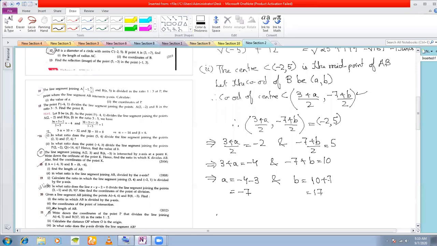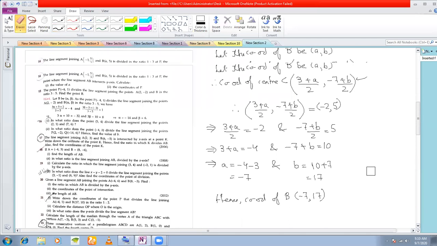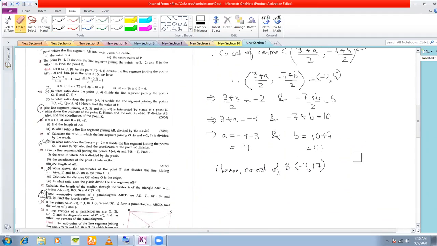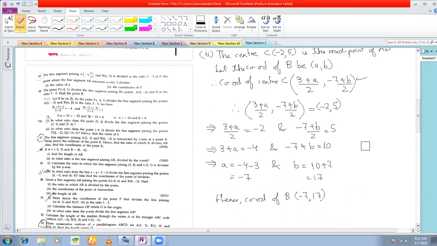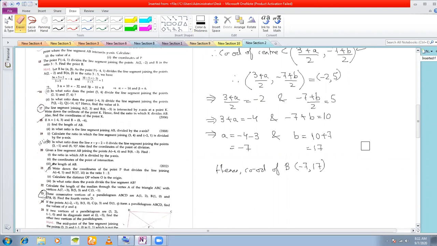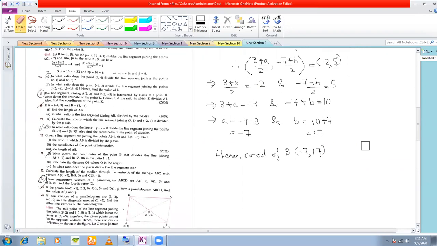What is the coordinates of B? Hence coordinates of B is (minus 7, 17), because A is minus 7, B is 17. Any question with regard to this problem? No questions, then I can proceed to the next one, which is number 17. Oh, 17 I have done already in your note.